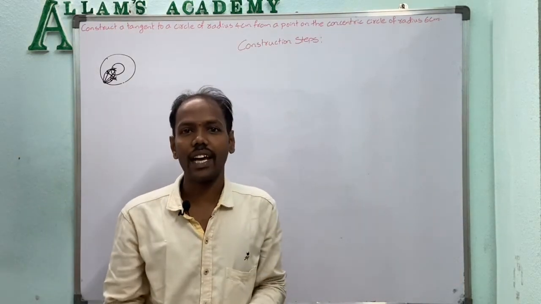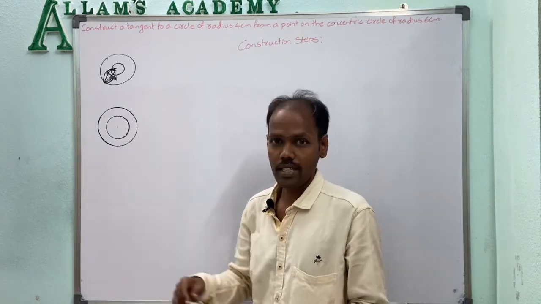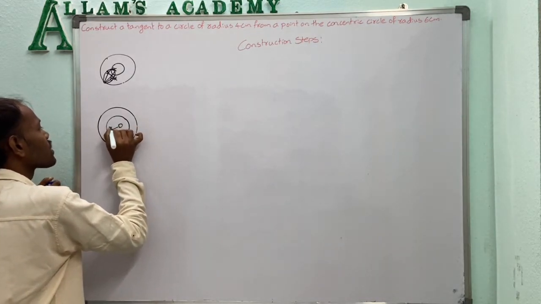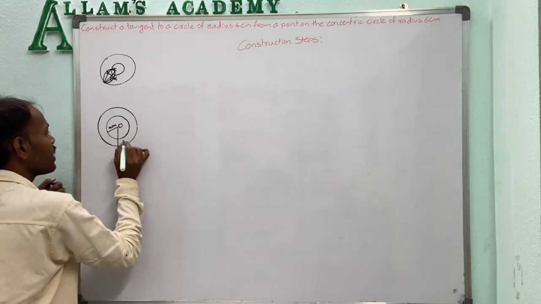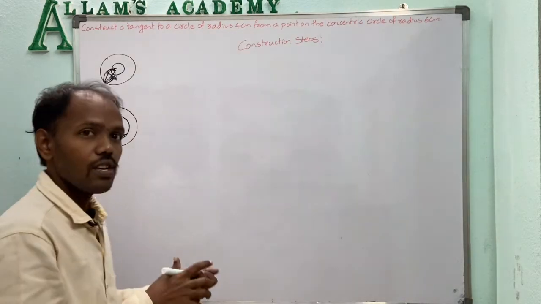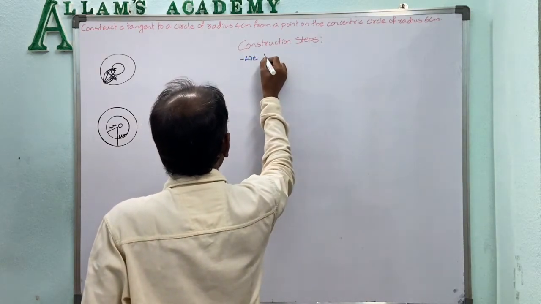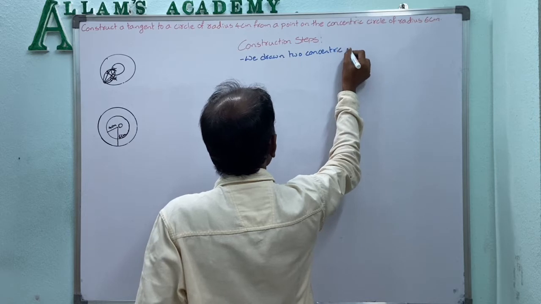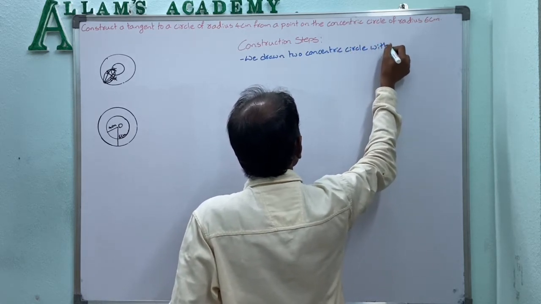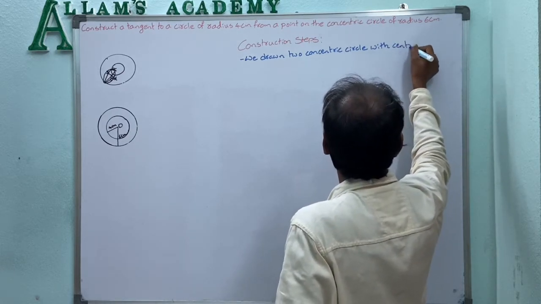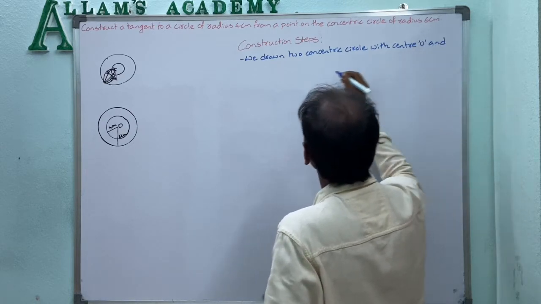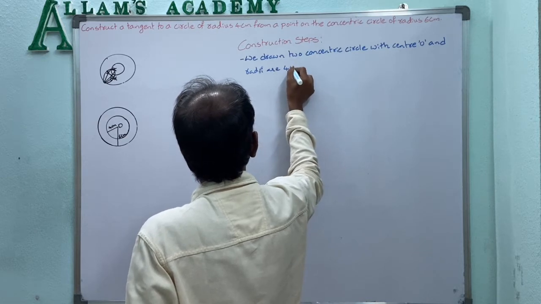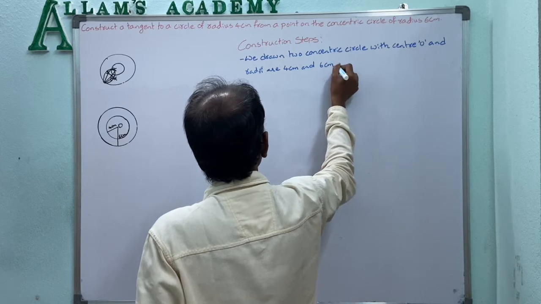Okay, so if we draw the diagram, how it will be, now we see. Here we drew two concentric circles with center O, where one circle's radius is 4 centimeters and the other circle's radius is 6 centimeters.